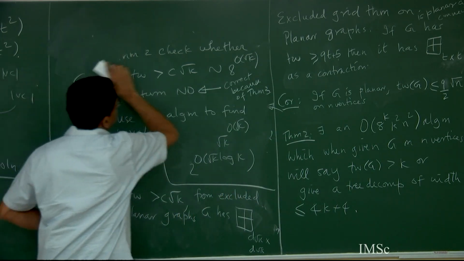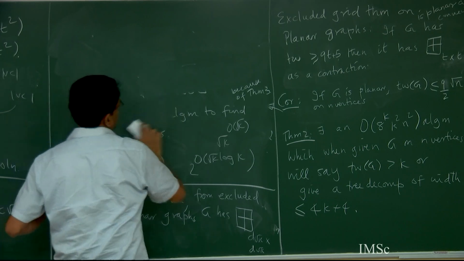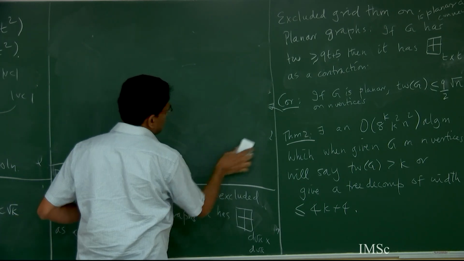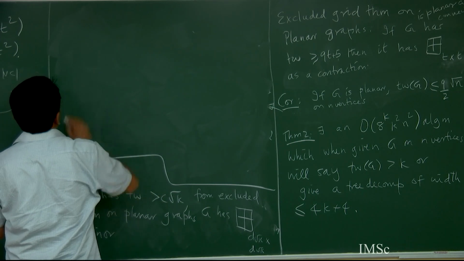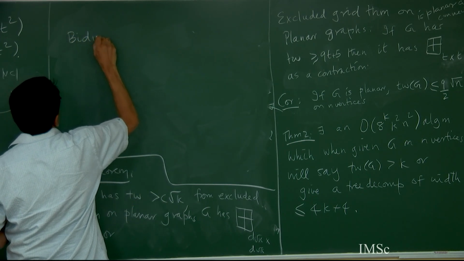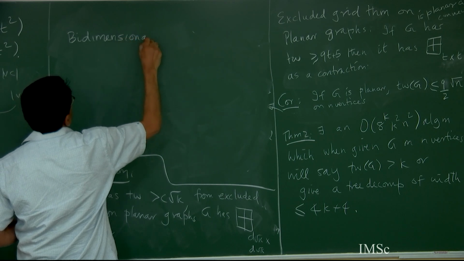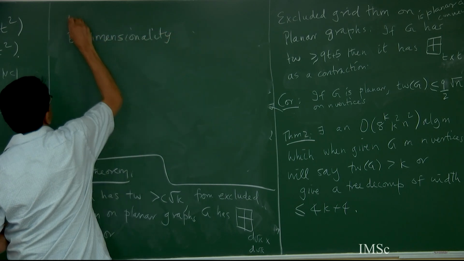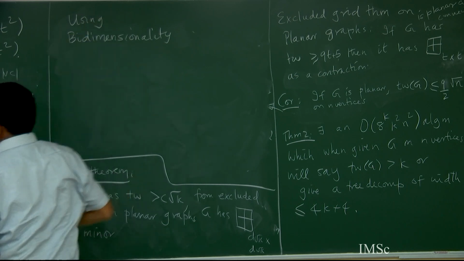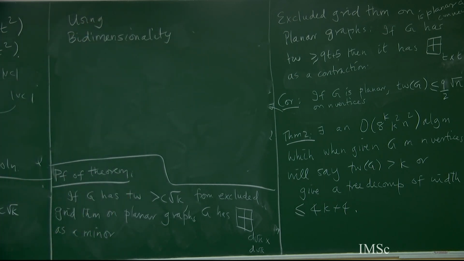Okay, so I'll just put in this buzzword. It's called bidimensionality. It has to do with this grid somehow. So using this notion of bidimensionality, which basically says that if you have a parameter which is large on a grid, has dynamic programming on bounded tree width graphs, and if a minor or a contraction has a large solution, then G has a large solution.